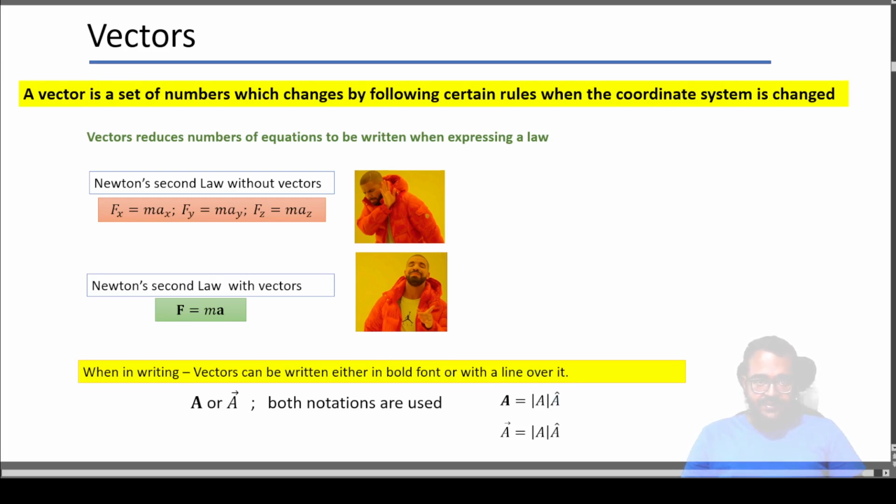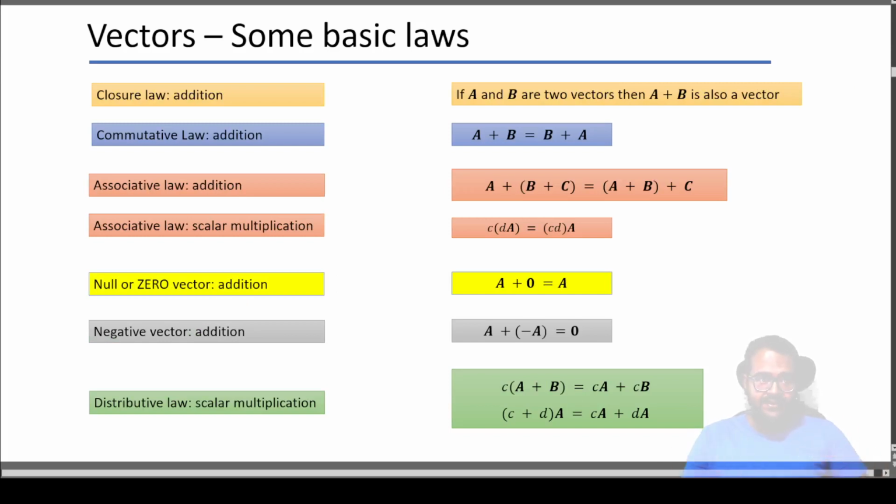Next, we'll introduce some basic laws. You might not have heard about those laws till now. Let's see them one by one. First is the closure law. If A and B are two vectors, then A plus B is also a vector. You know that, but you haven't thought about this being an additional law. But yes, this is defined as the closure law.